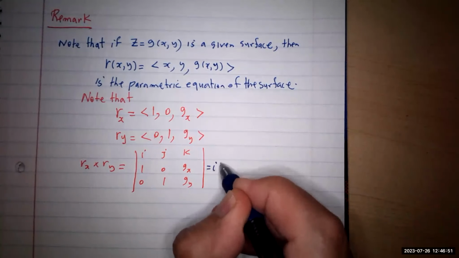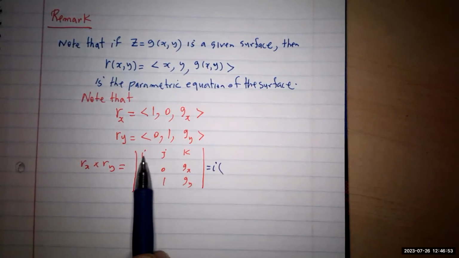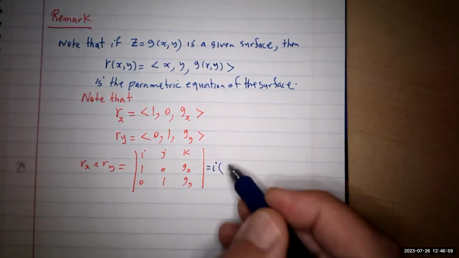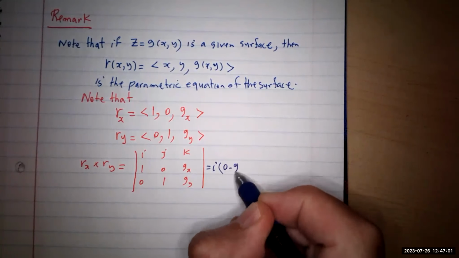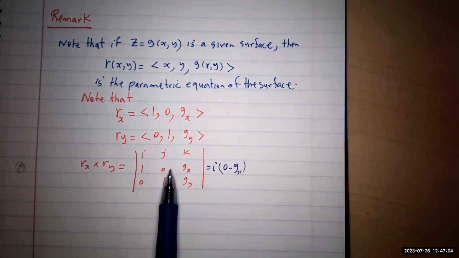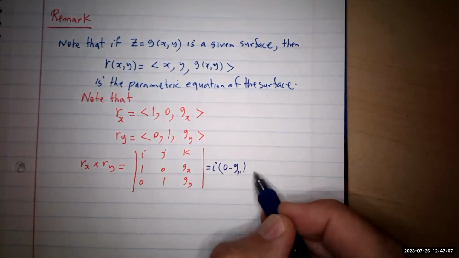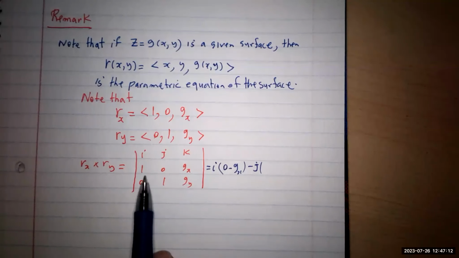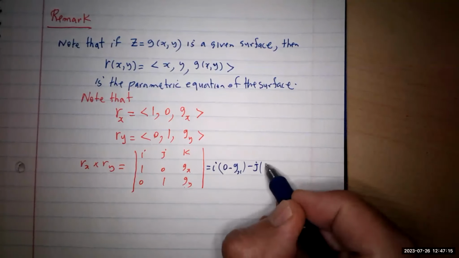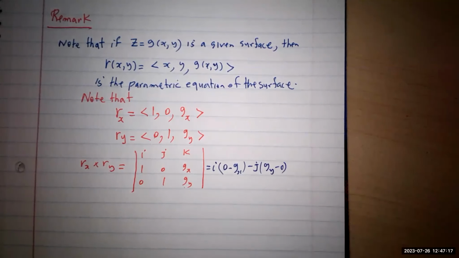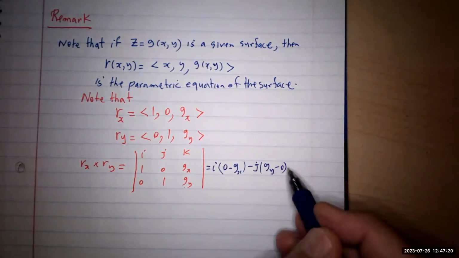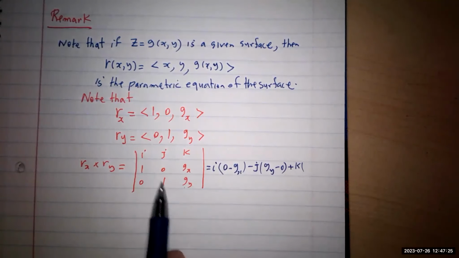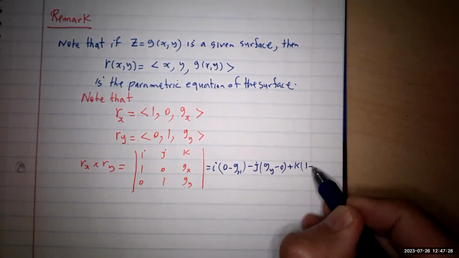This is going to be i times, eliminate the first row, first column, the result is 0 minus g sub x, minus j times, eliminate the first row, second column, so that's going to be g sub y minus 0, plus k times 1 minus 0. Okay, it's going to be 1 minus 0.